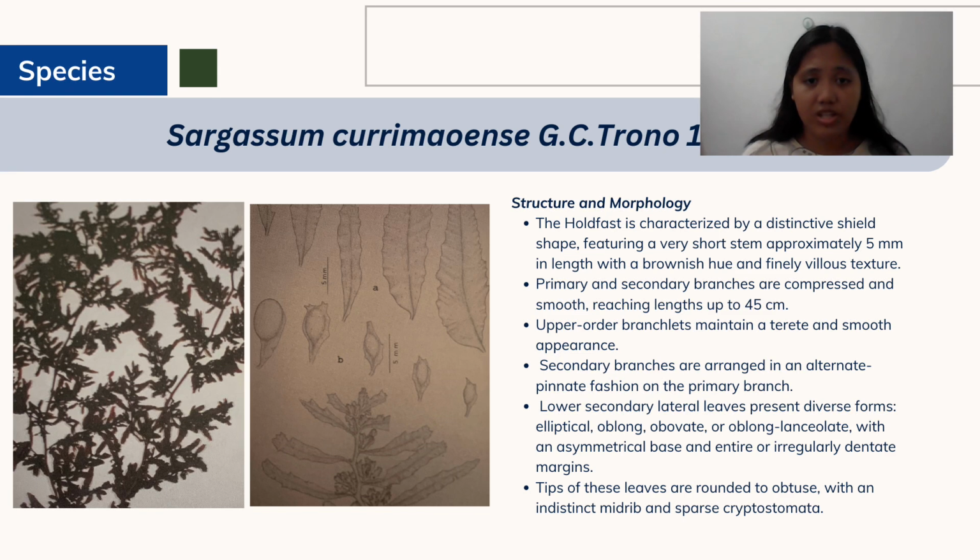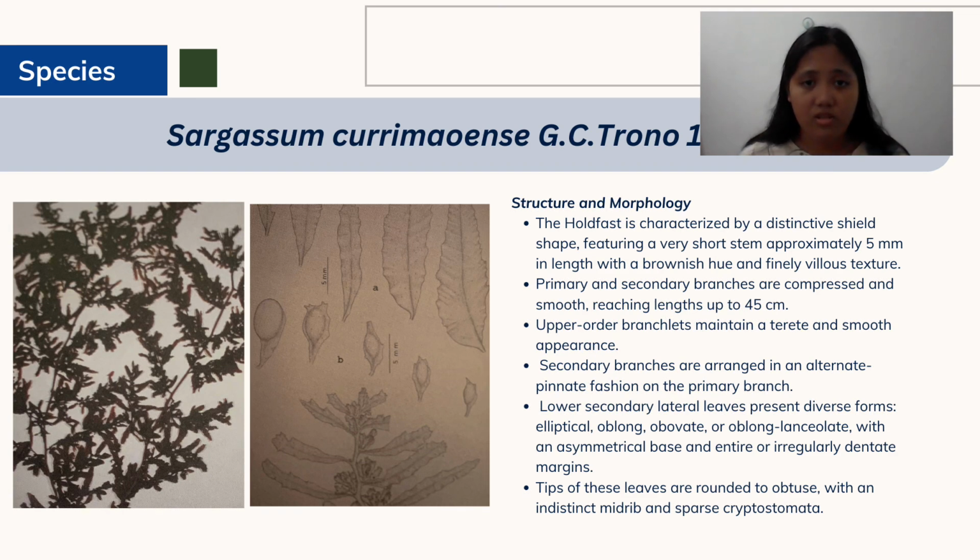The upper order branchlets of Sargassum curimawense have maintained a terete and smooth appearance, while the secondary branches are arranged in an alternate pinnate fashion on the primary branch. The lower secondary lateral leaves are presented in diverse forms, which are elliptical, oblong, obovate, or oblong lanceolate, with an asymmetrical base and an entire or irregularly dentate margins. The tip of these leaves are rounded to obtuse, with an indistinct midrib and sparse cryptostomata.